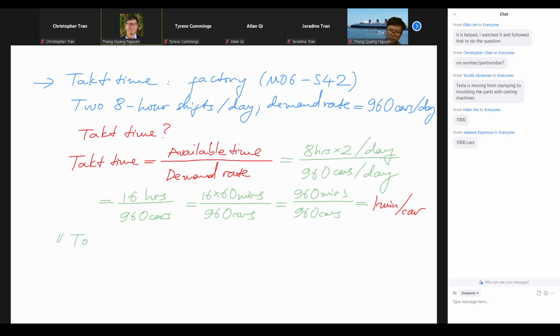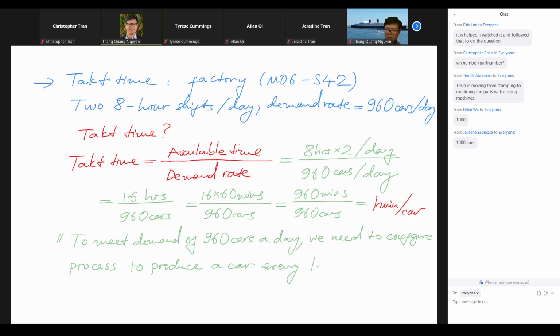So to meet up with the demand of 960 cars a day, then we need to configure our process so that we can crank out 1 car per minute, right? So to produce a car every 1 minute.